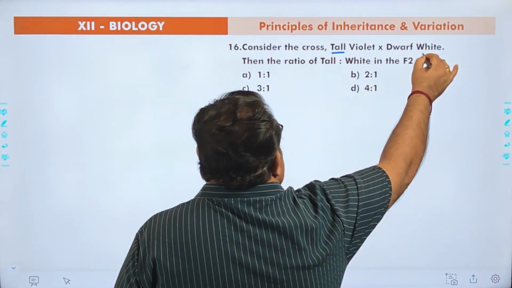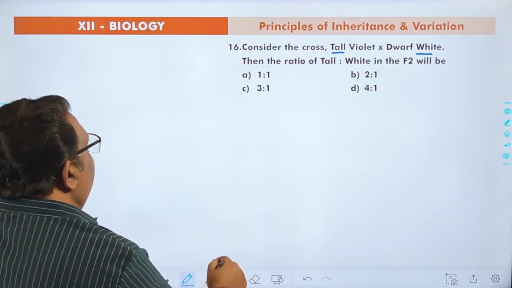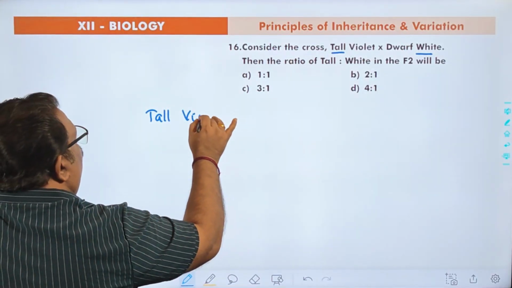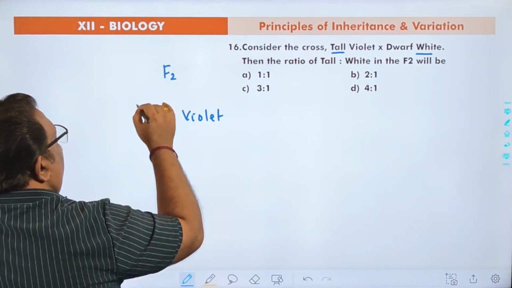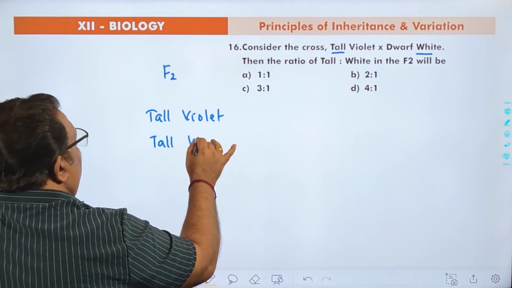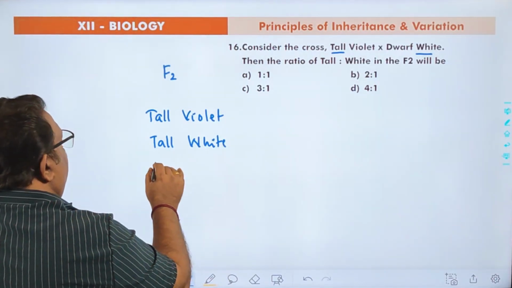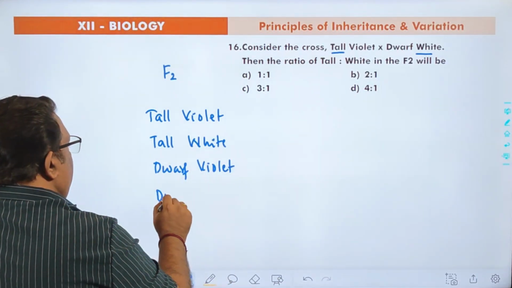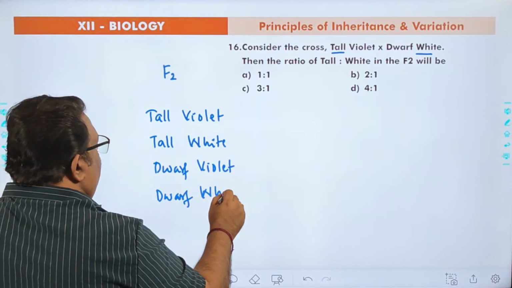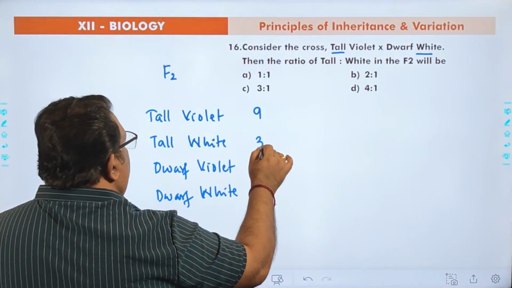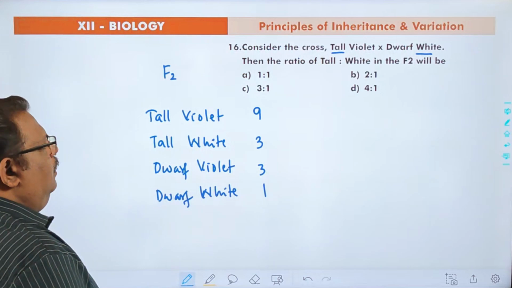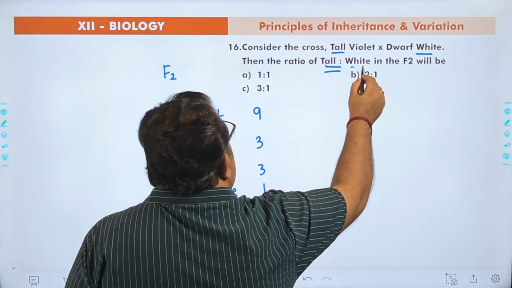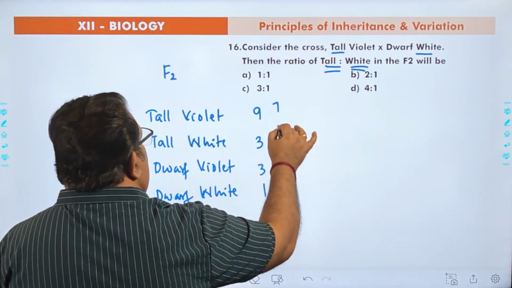Okay, when we take F2, which dihybrids can we get? Tall violet, tall white, dwarf violet, dwarf white. In which ratio? 9:3:3:1. This is the F2 phenotypic ratio. So tall and white. How many are tall? These two are tall. 12.